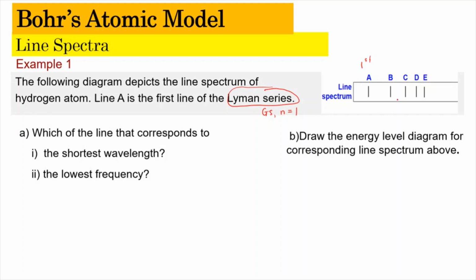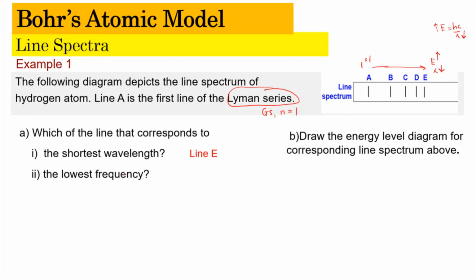So as mentioned before, when the gap gets closer and closer, you know that it's going to be increasing in energy. So you know that from here to there, it's going to be increasing in energy, and as a result of increasing in energy, the wavelength is going to decrease because you know the formula E is equal to hc over lambda. When energy increases, lambda decreases. It is inversely proportional. So, which of the lines has the shortest wavelength? You can say that line E will have the shortest wavelength.